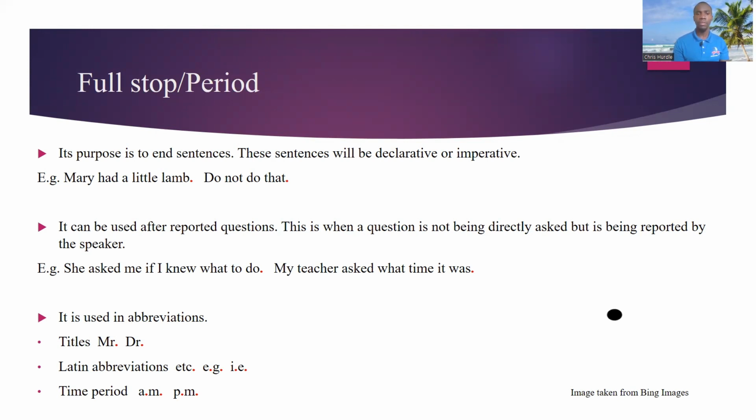Thirdly, it is used in abbreviations. We have it used in titles like Mr., Dr., and Latin abbreviations like etc., e.g., meaning for example, and i.e., meaning that is. So the last two abbreviations are basically used for explanations, okay? And then finally, we have time periods. So a.m., p.m., and you see the full stop would fall between the letters as well as after them, okay?